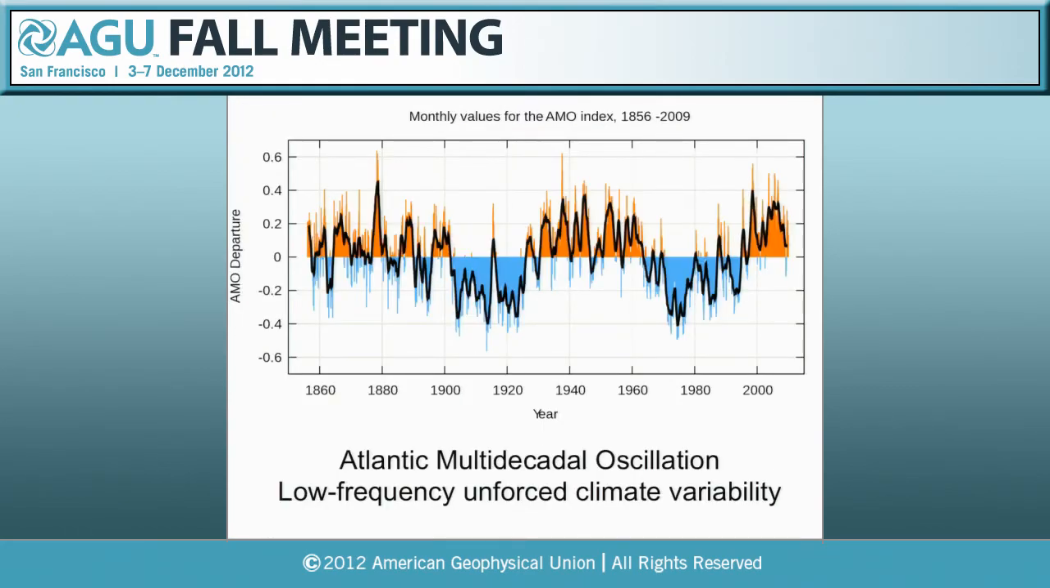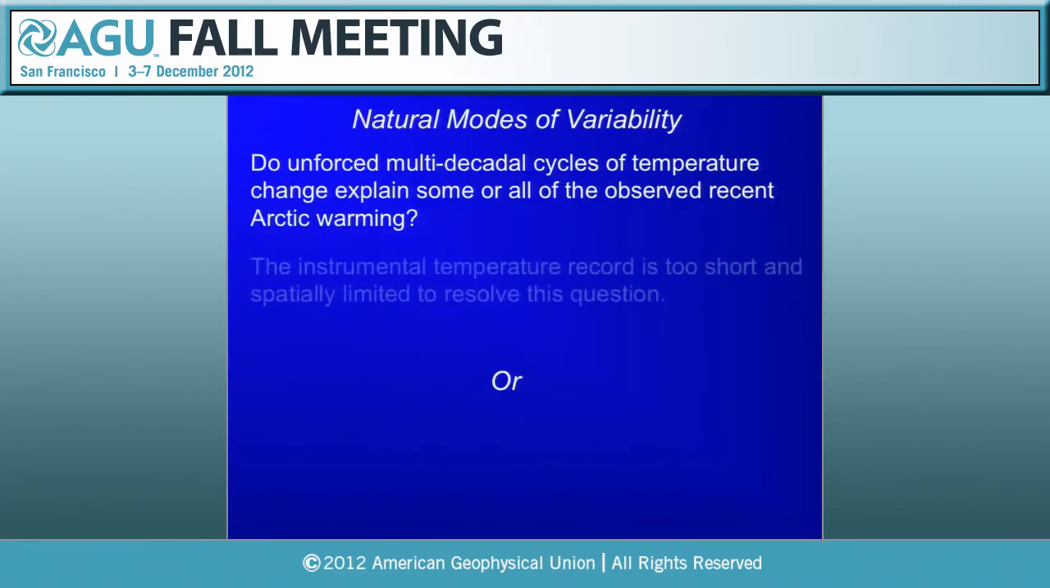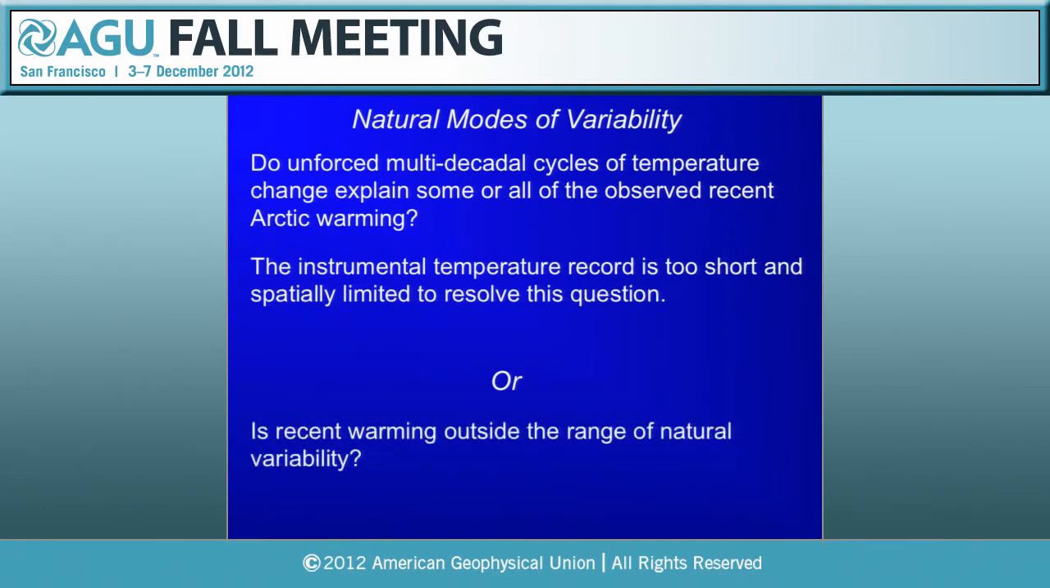And we know what some of those modes are, and the AMO is one of those that's got a beat of about 90 years. So we do have an understanding that it's possible that there are natural modes of variability contributing to what's going on in the contemporary world. That builds up the question which we need to address: whether there are unforced modes of multi-decadal cycles that might explain some or even all of the observed warming in the recent century. The problem for us is that the instrumental record is too short, and particularly in the Arctic, its spatial distribution is too poor to really resolve that. The other side of that question, then, is whether we can provide evidence that would clearly demonstrate that the recent warming is outside the range of natural variability.